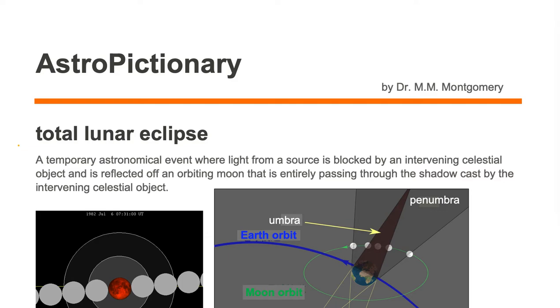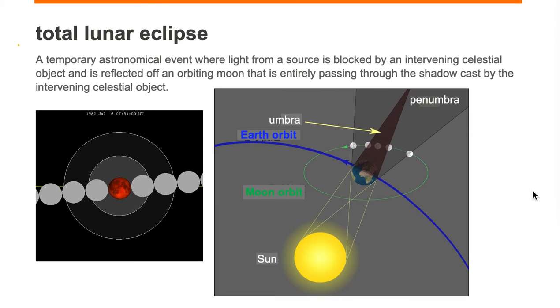A total lunar eclipse is a temporary astronomical event where light from a source is blocked by an intervening celestial object and is reflected off an orbiting moon that is entirely passing through the shadow cast by an intervening celestial object. Let's unpack this definition.